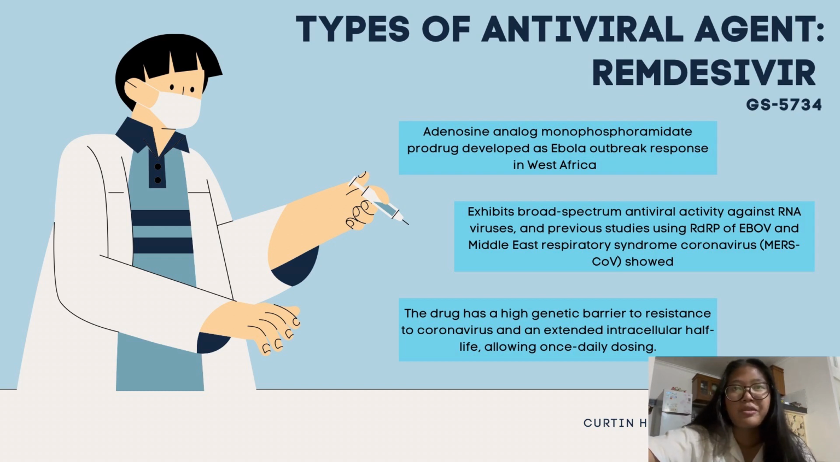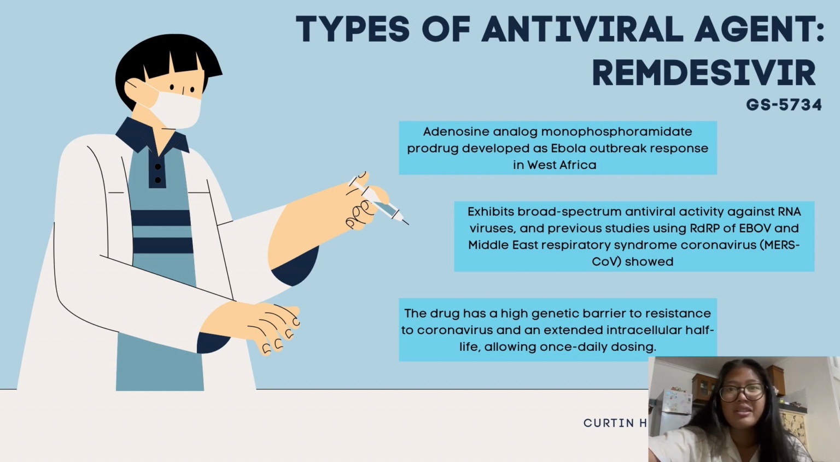RDV exhibits broad-spectrum antiviral activity against RNA viruses, and previous studies used the RdRp, or RNA-dependent RNA polymerase, of Ebola virus, or EBV, and Middle East Respiratory Syndrome coronavirus, or MERS-CoV. A retardation chain is shown that disrupts the possible mechanism of remdesivir. RDV binds to RdRp and functions as an RNA chain terminator.